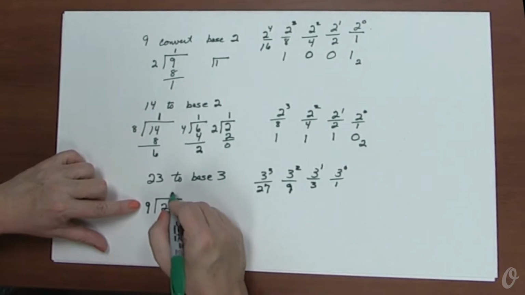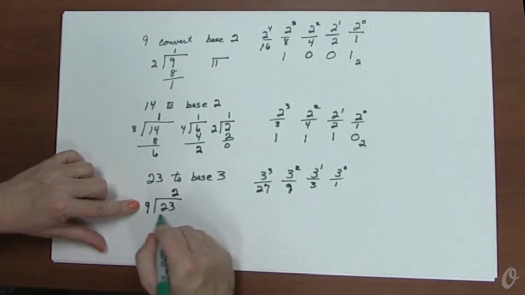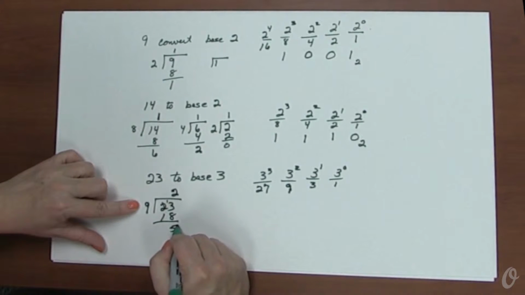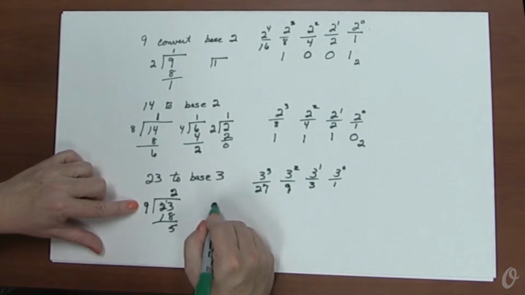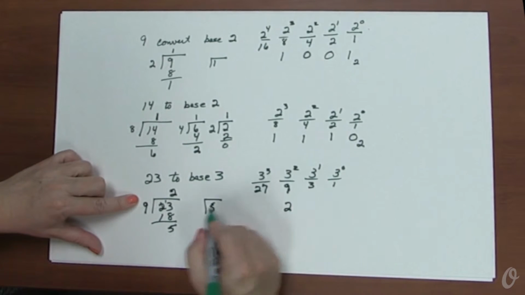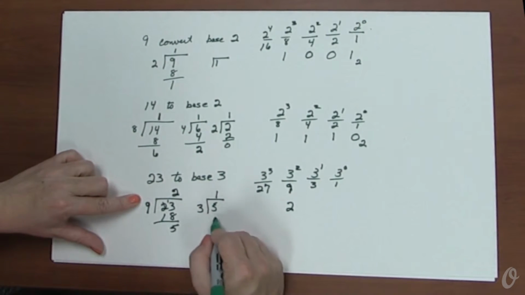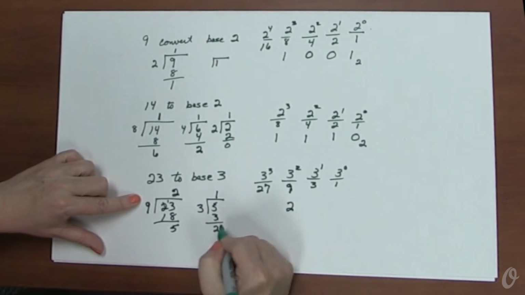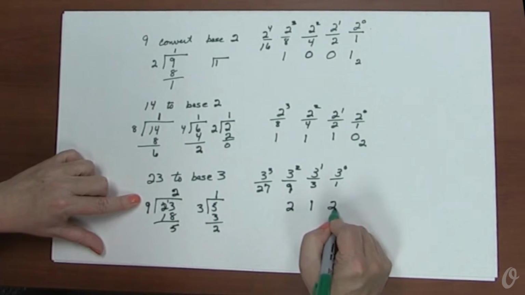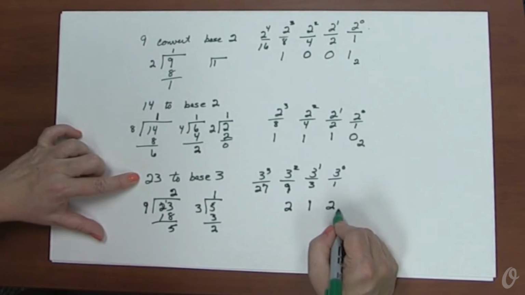So 9 goes into 23 2 times. 2 times 9 is 18, and when I subtract, I have a remainder of 5. Taking my remainder, I'm going to be dividing, but I want to write down that I have 2 groups of 9. My next number over is 3. Now 3 goes into 5 1 time. It gives me a remainder of 2, so I have 1 group of 3, and I have a remainder of 2. So 23 converted to a base 3 is 212 base 3.